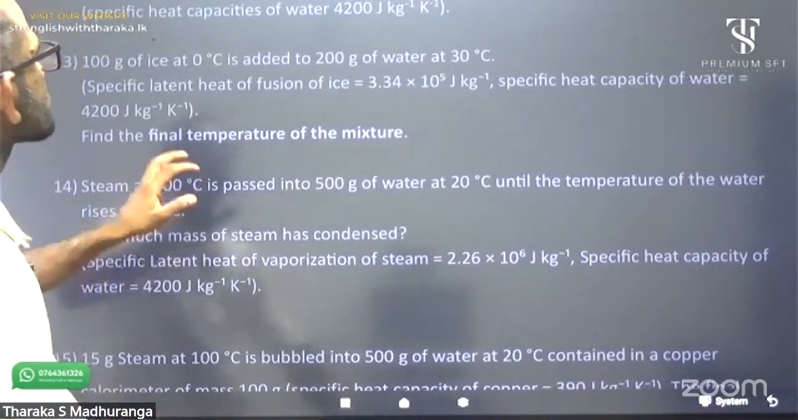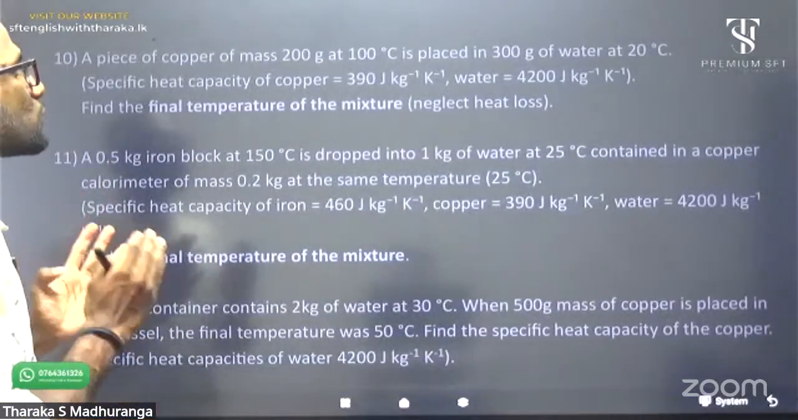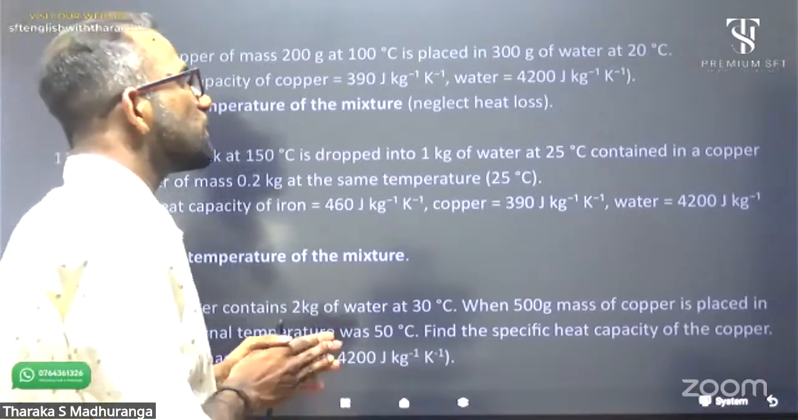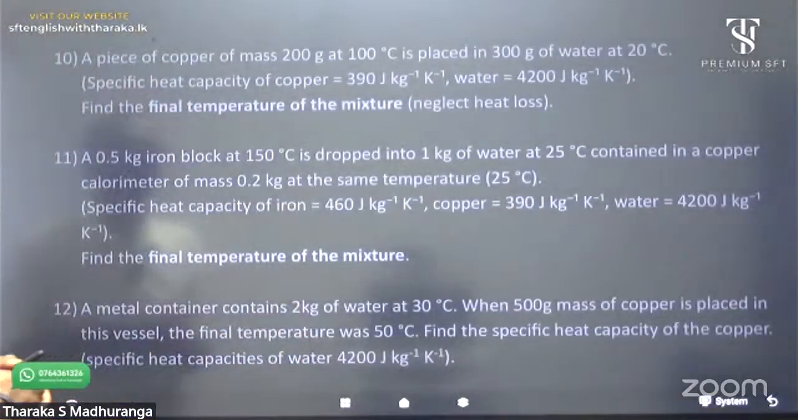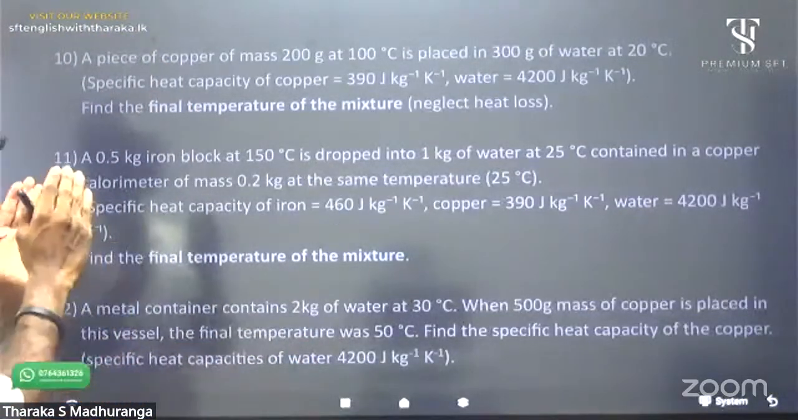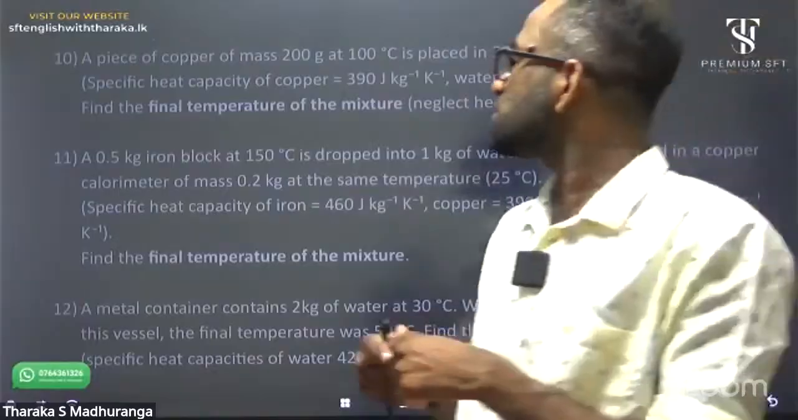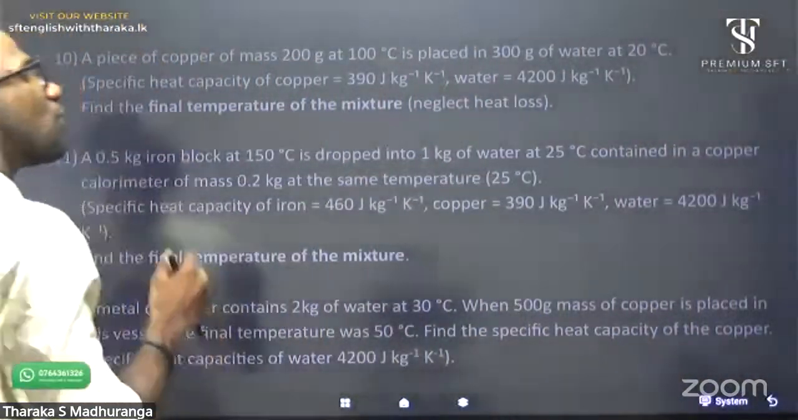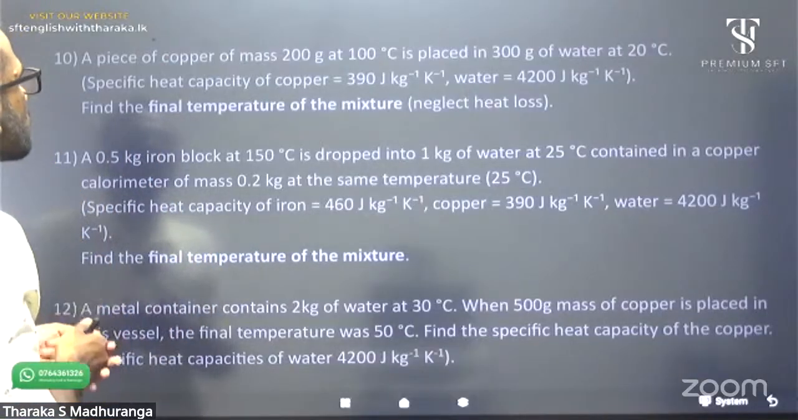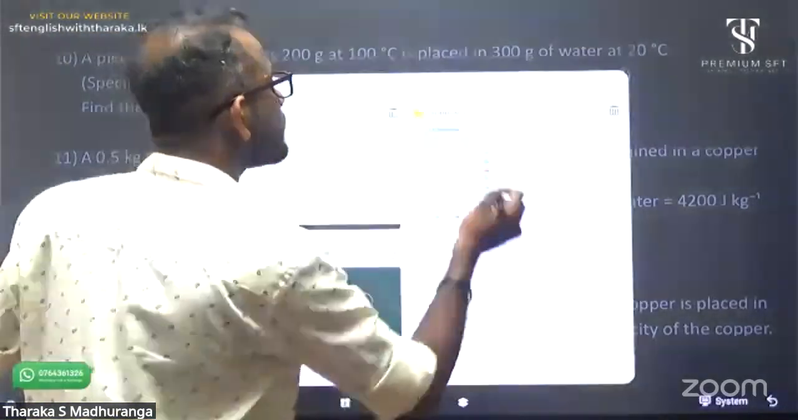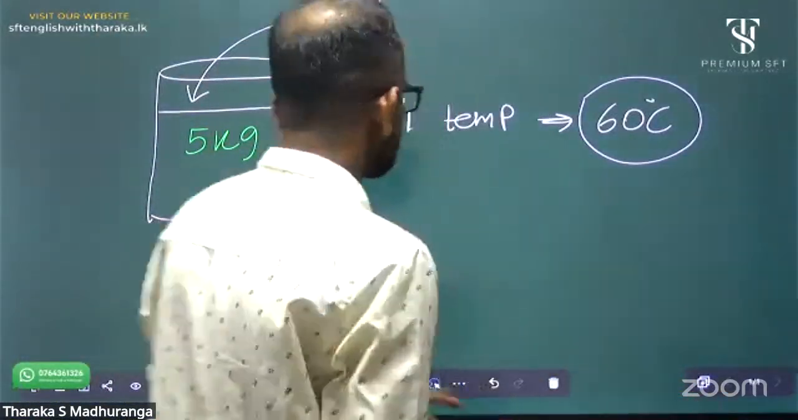Okay, let's discuss 10, 11. Okay, 10. A piece of copper of mass 200 gram at 100 Celsius is placed in 300 gram of water at 20 Celsius. The specific heat capacity of copper is given as 390 joules per kilogram per Kelvin. The specific heat capacity of water is also given, 4200. Find the final temperature of the mixture, and neglect the heat loss.